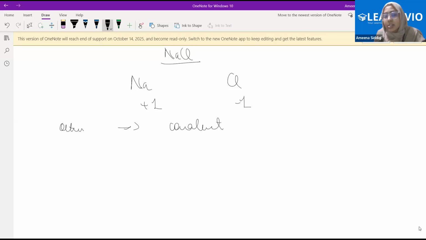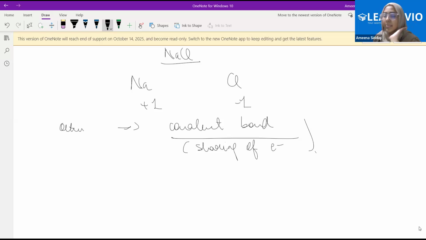The other type of bond that we have, the major one, is the covalent bond. Ionic bonds were joining together by the transfer of electrons. Covalent bonds are forming because of sharing of electrons. That's it. Those are the points I wanted to discuss.